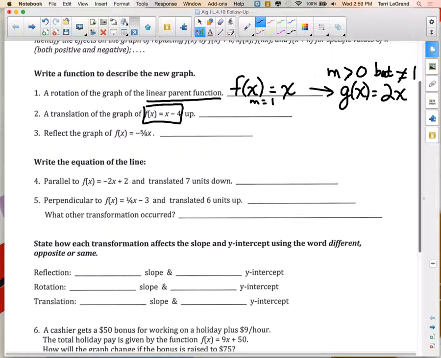How about a translation of f of x equals x minus 4? There's our function that needs to get translated up. Several answers for this. What do you have for an answer for this? Connor, what's your answer? G of x equals x what? X minus 2. Okay, x minus 2. Is he right? Is he okay? Because to translate, what has to change? The y-intercept. So it went from negative 4 to negative 2. Did it go up? How many units?